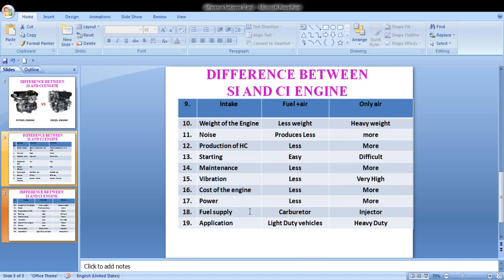Fuel supply. We use carburetor in case of your SI engine, whereas we are using injector in case of your CI engine. Next is your application. SI engine is for light duty application, whereas your CI engine is for heavy duty, like buses, trucks, ships, locomotives, and all.